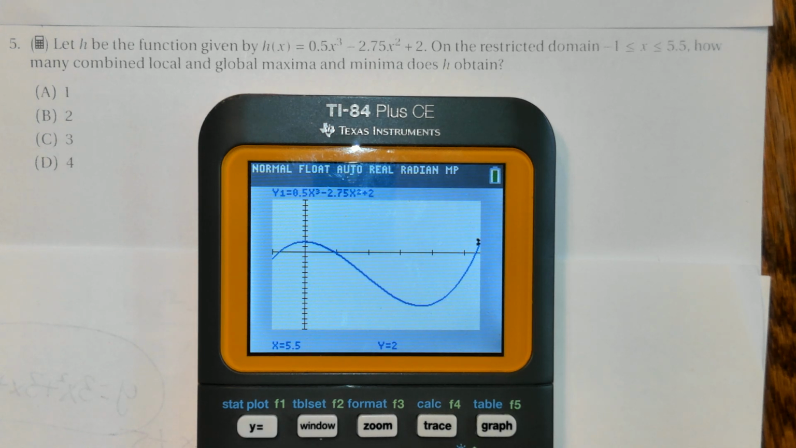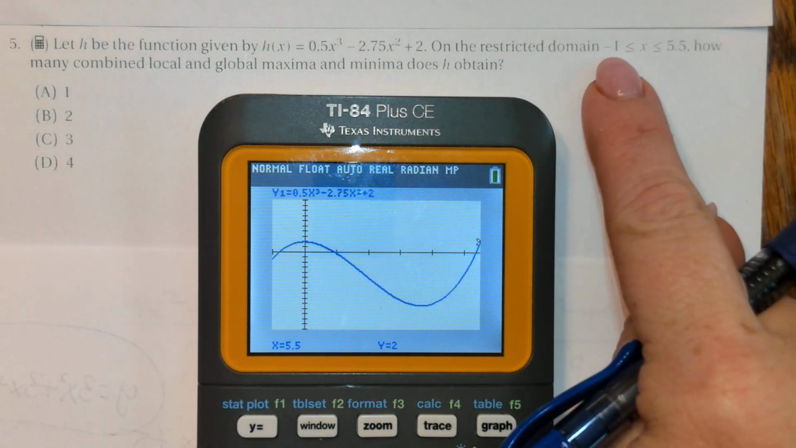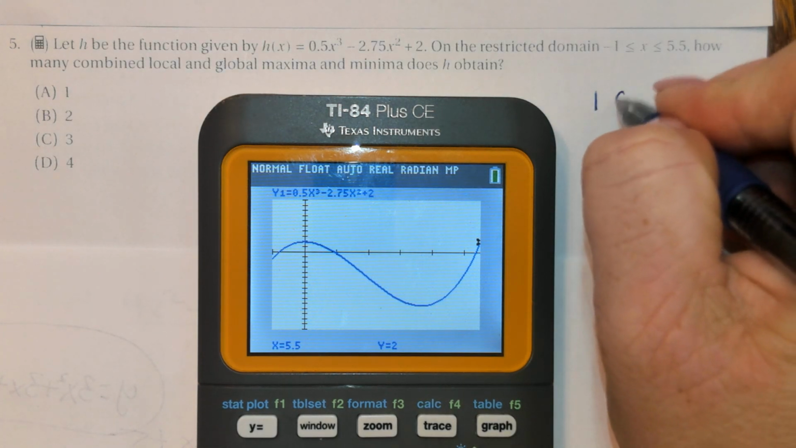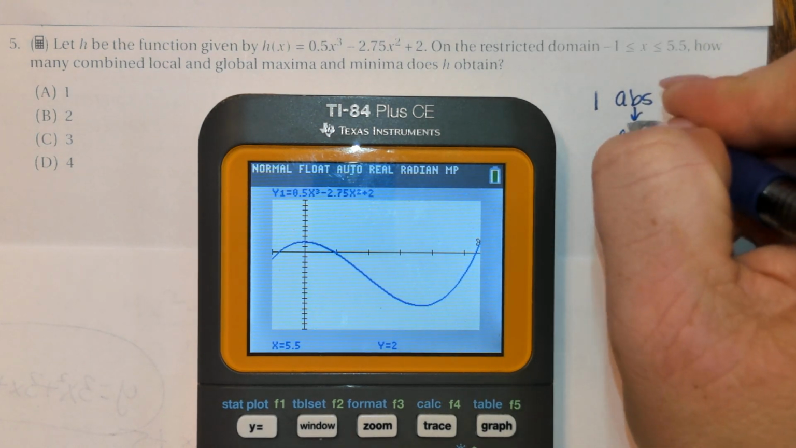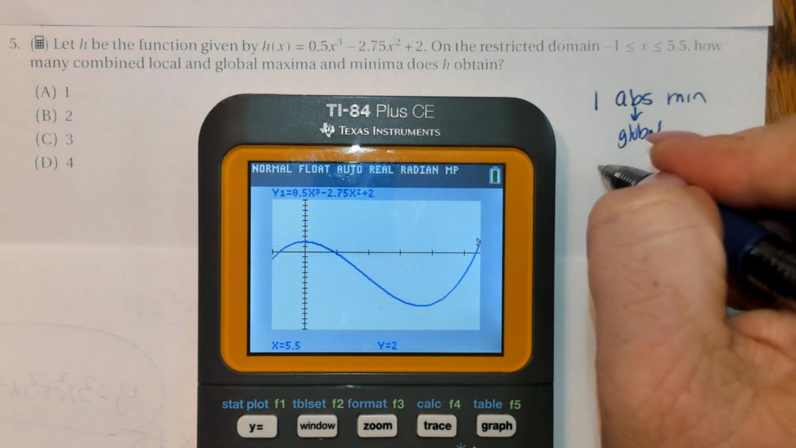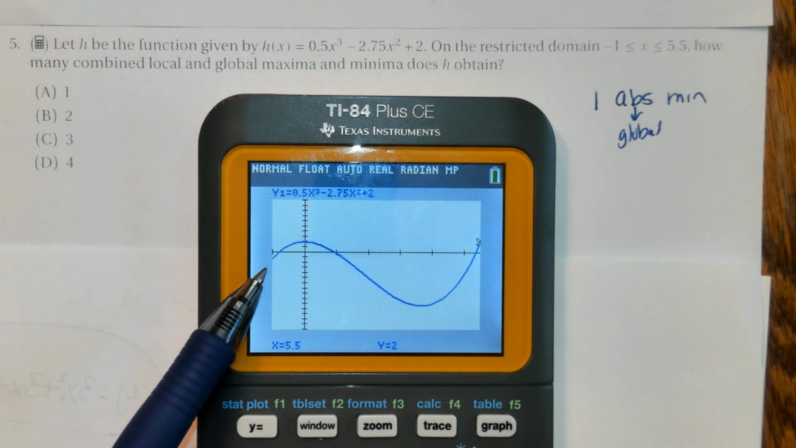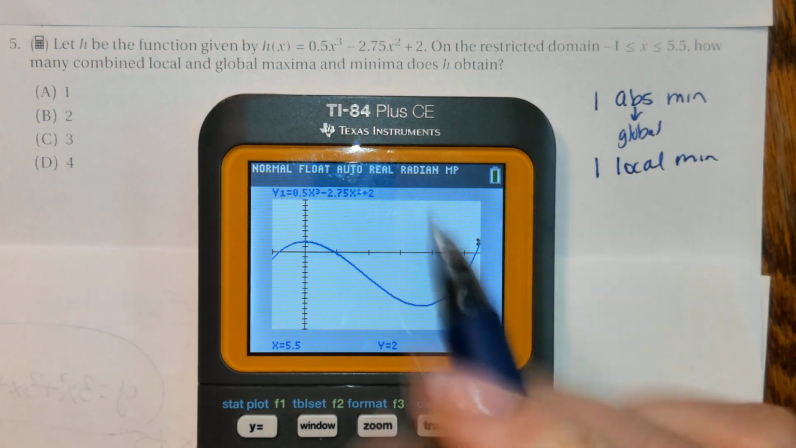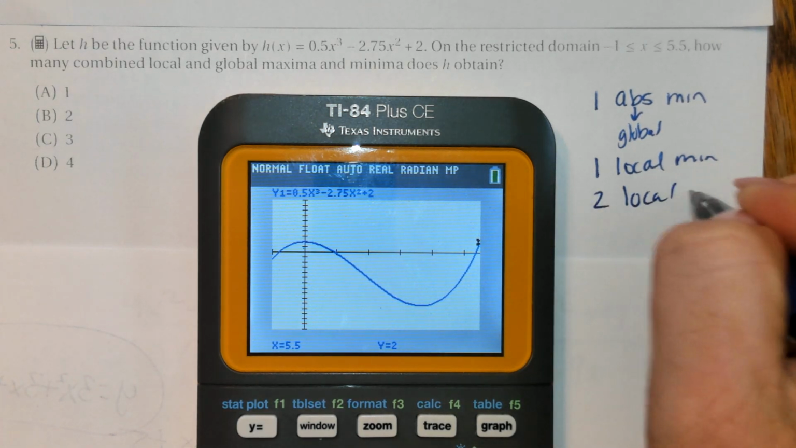Global or absolute maximum means it stands out as the highest point within a graph. And our graph here is only going to run from -1 up to 5.5. So yes, we have one absolute minimum. Remember, another word for absolute is global. But what about locals? Well, local means again that it stands out as a low or a high, just not the highest. I would say that this right here at -1, this is a local minimum. So one local minimum. And these two would stand out as local maximums. So we have two more local maximums.